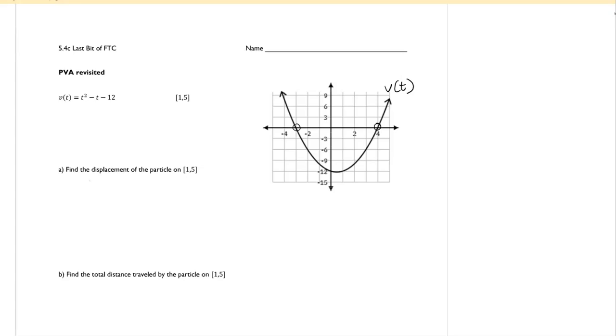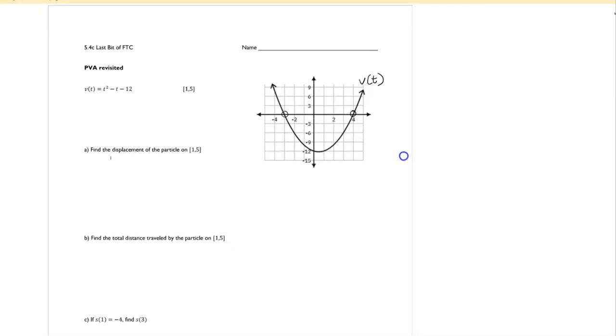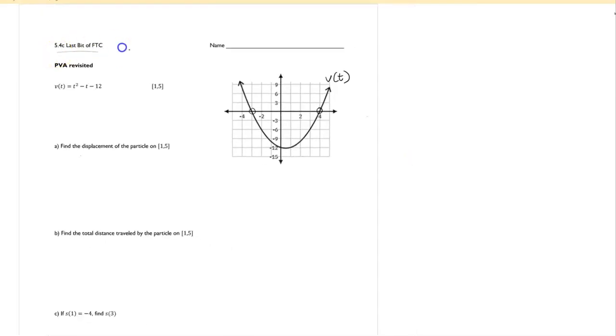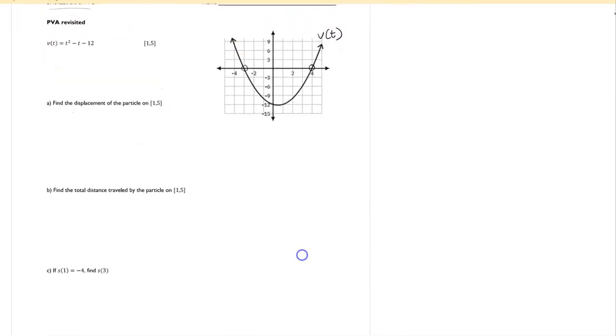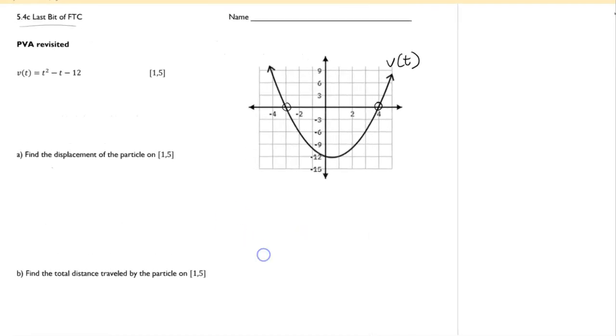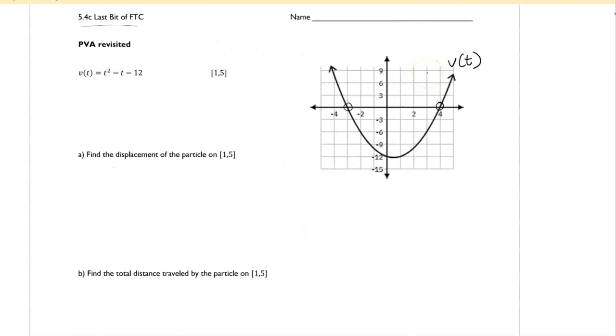All right, here's part 2 of 5.4c. The bottom of the page we left off, you'll notice that it asked for displacement, total distance, and it gave you an s of 1 equals -4 thing. You'll notice that this page after it, called 5.4c, last bit, a fundamental theorem of calculus, has all those things, has a nice graph, just more space to actually do some work.